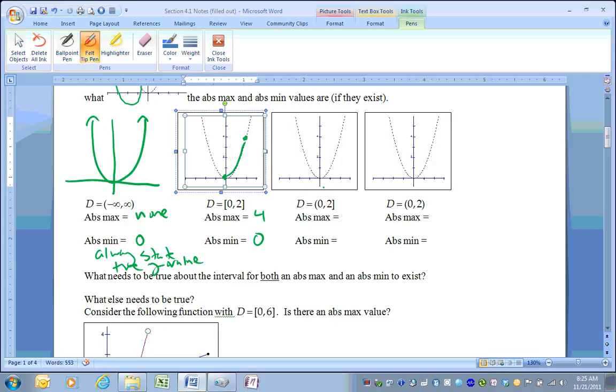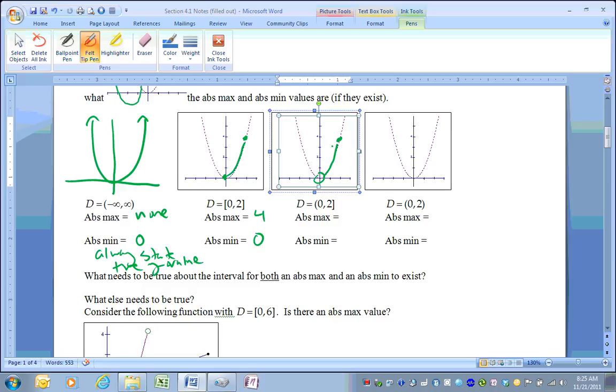Now you can see a slight difference. What's the difference between the second and third graph going to be? So what do we put at 0? Yeah, put a hole. Here we have 4. Connect.